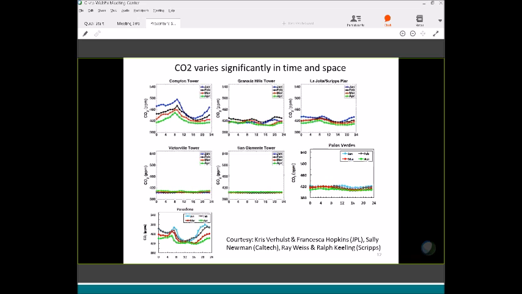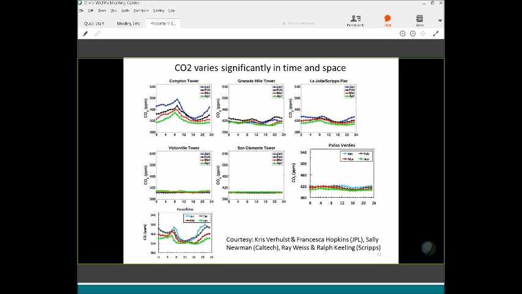So you see this very large variation over time of day in what you measure in, say, Compton, which is very urban, versus, say, Palos Verdes, which is on the coastline, versus San Clemente, which is on an island, which is just flat. It's a nice background site. So the point here is you have to have measurements that capture the things of interest, and it varies significantly over a city as complex as Los Angeles.